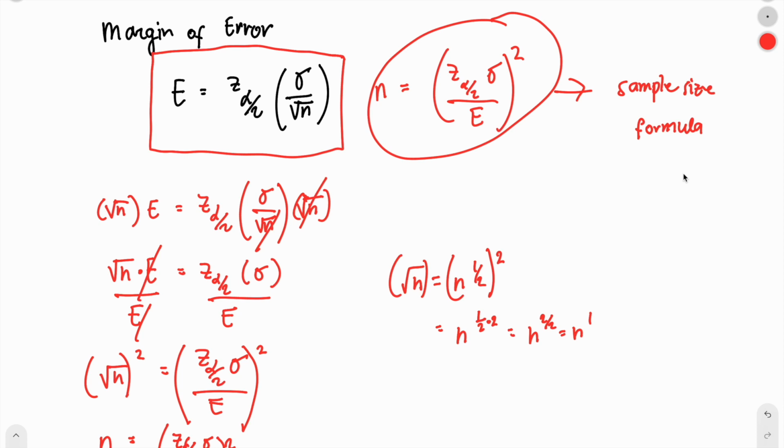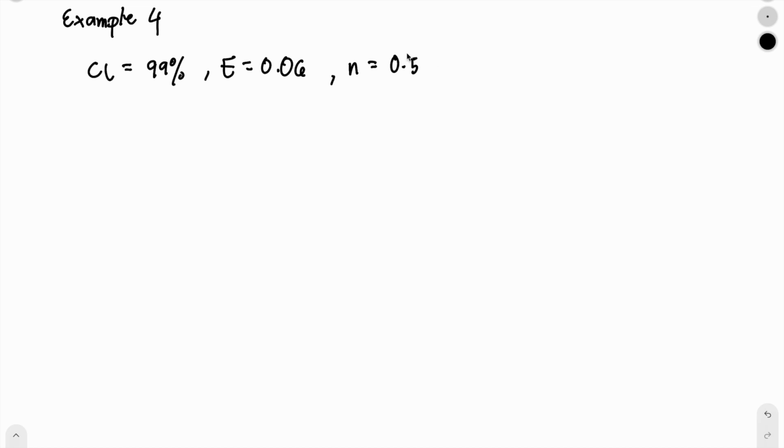So what if we have a problem here? I'm not going to write the whole problem, but I'll get to the givens directly. So this is example 4. Your confidence level is 99%. Your E is what? 0.06. And your n is 0.5.